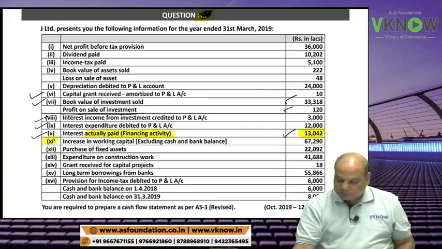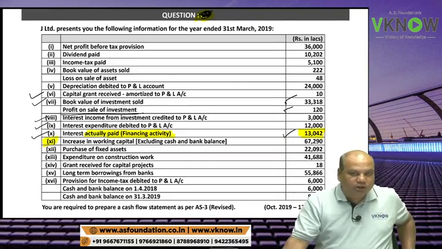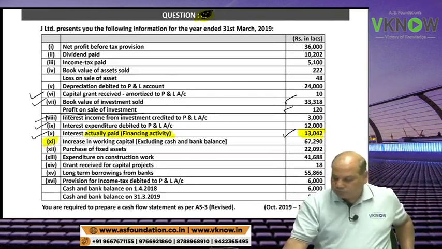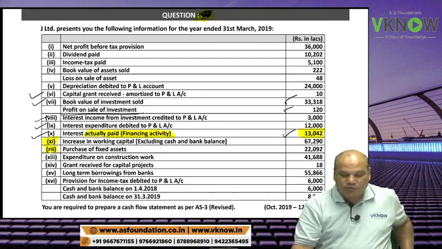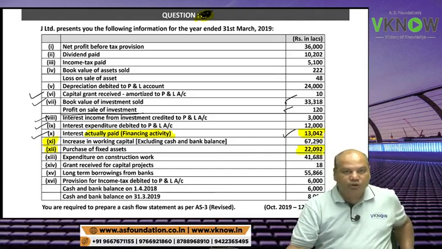Point number 11. Quickly write down increase in working capital excluding cash and bank balance, 67,290. Point number 12. Purchase of fixed asset, 22,092.